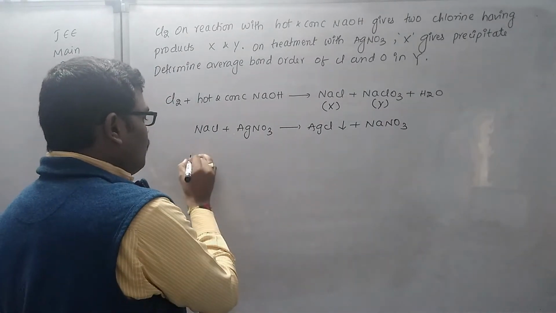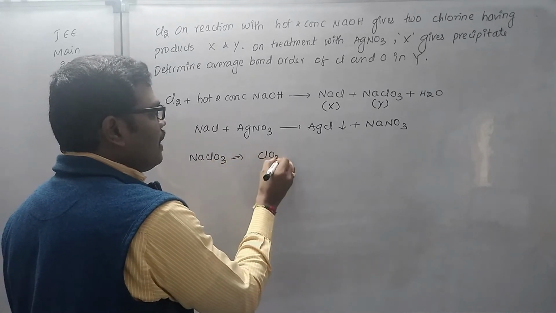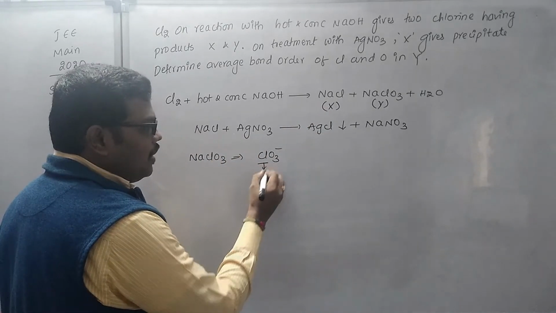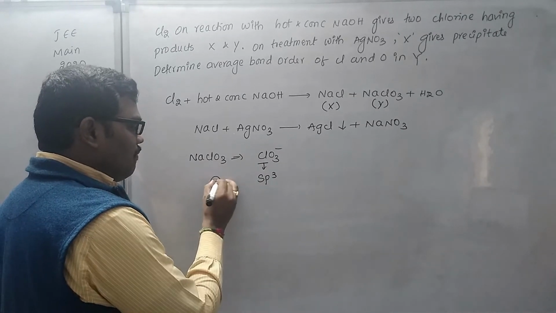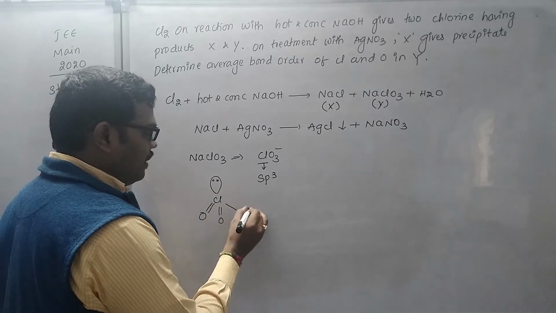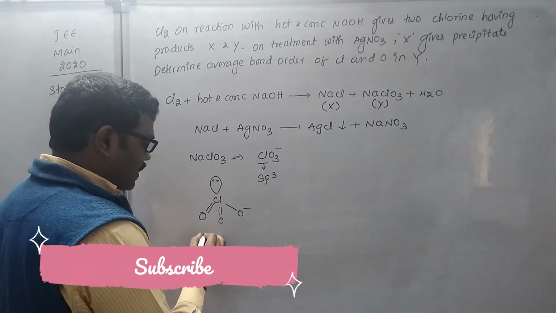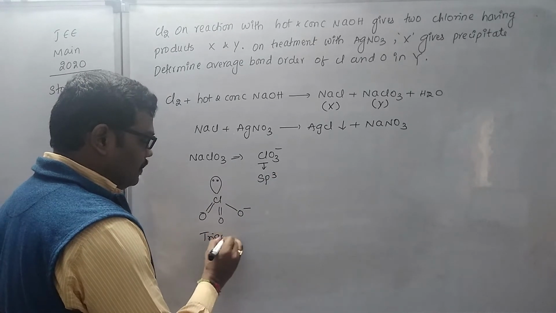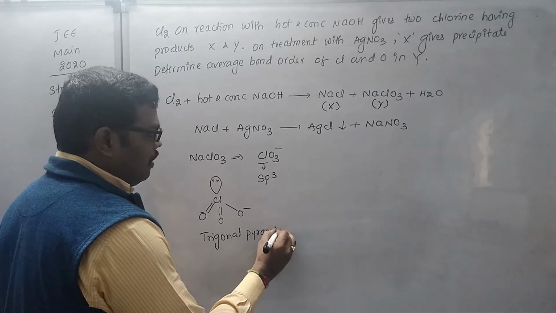Now if you take sodium chlorate, in sodium chlorate the anion is the chlorate ion. Hybridization of chlorine here is sp3. It has one lone pair of electrons, a double bond to O, and O minus. So this is the actual structure of the chlorate ion. The structure of the chlorate ion is trigonal pyramidal.